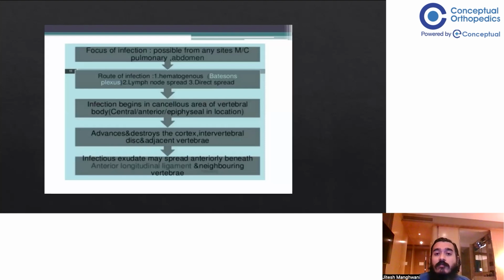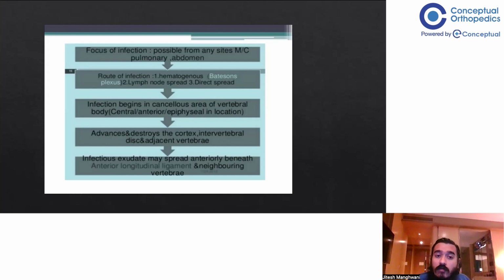So the focus of infection can possibly be from any side. Most commonly, it is pulmonary, followed by the abdomen. So as I told you, the infection can come to the vertebrae from any side. However, the most common is pulmonary or the lungs, and second is the abdomen.